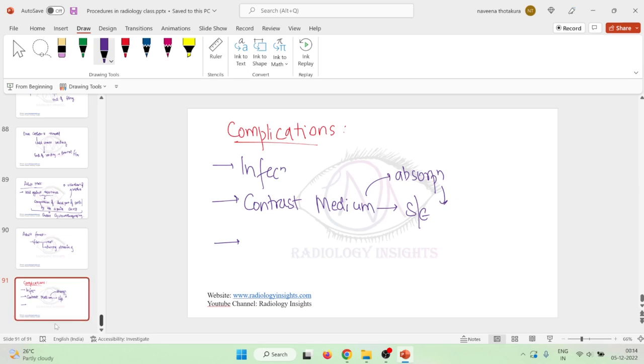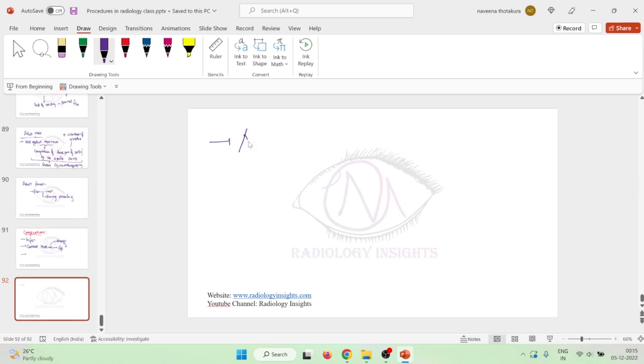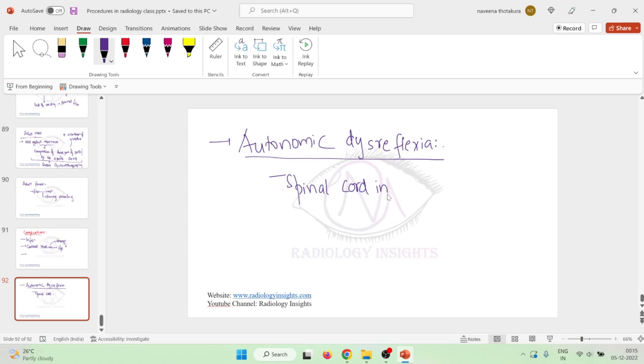Then the patient can also develop one more complication, which is called autonomic dysreflexia. This autonomic dysreflexia is seen in paraplegic patients, that is, whenever there is spinal cord injury. If there is spinal cord injury at or above the level of T6, the patient will suffer paraplegia.